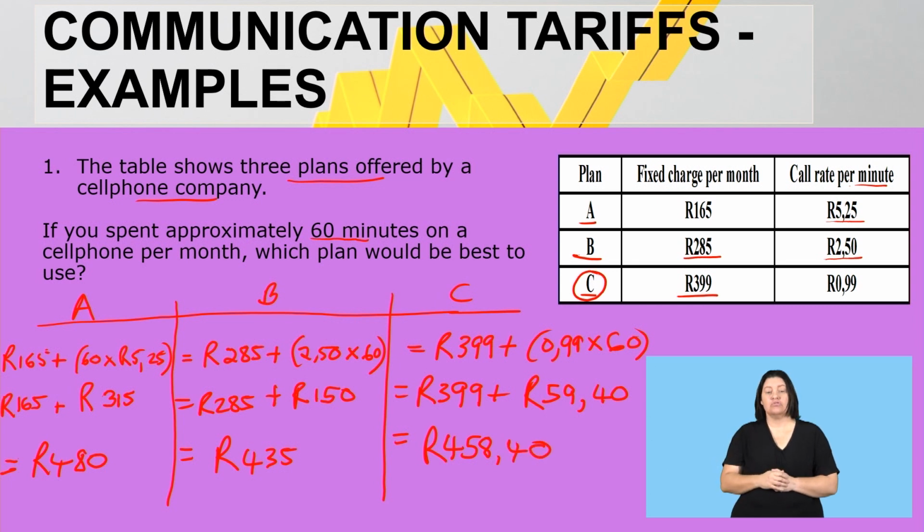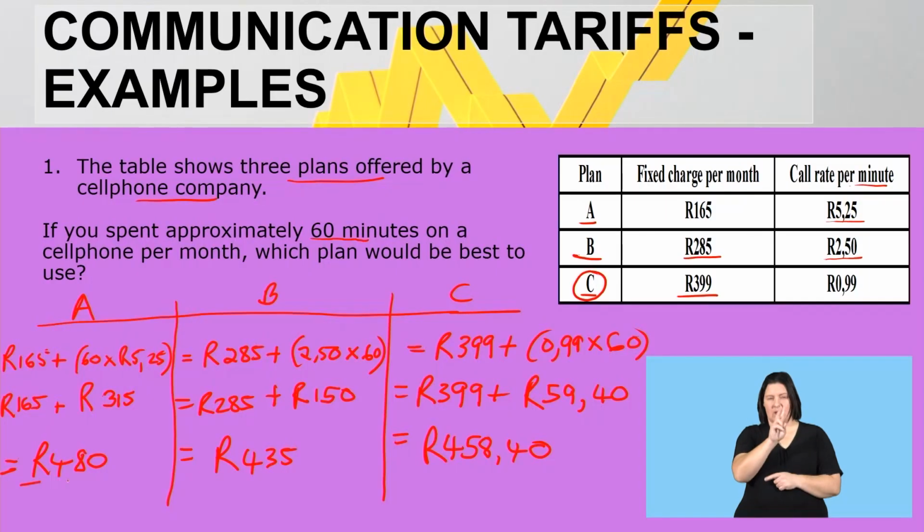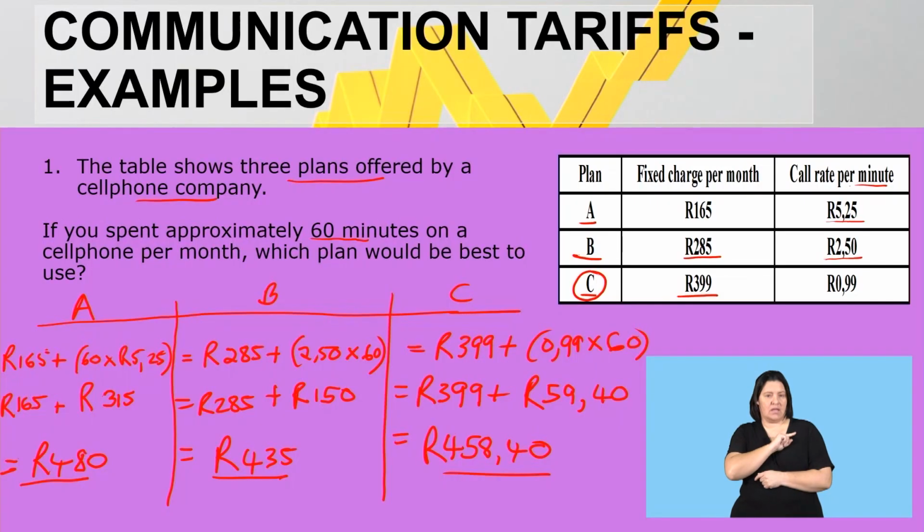Now remember, it says if you spend approximately 60 minutes on a cell phone per month, which plan would be the best to use? And therefore, it's so important that you must conclude. So looking at the three final answers here, which plan will be the best for you? Remember, you want to save money. You want to pay the least you can. So therefore, 435 Rand per month will definitely be the best for you to use. All right, I hope that is clear. We looked at plan A, B, and C, and we got to the most cost-effective option.